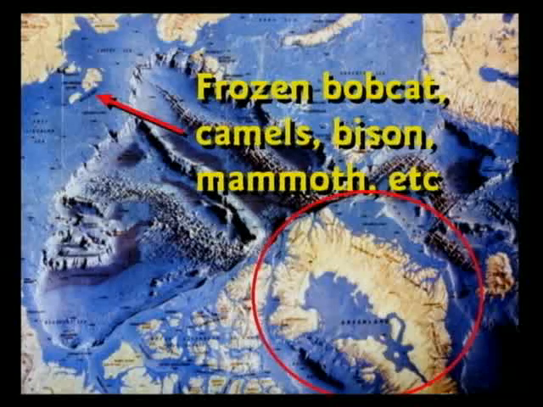Frozen bobcat, frozen camels, frozen bison, mammoths. One man said there are so many frozen animals and bones of animals up there, you can hardly walk on the ground. Just as you walk, you're almost constantly on dead animals, dead carcasses. Well, what happened on the New Siberian Islands? All over this northern region, there are frozen things found.